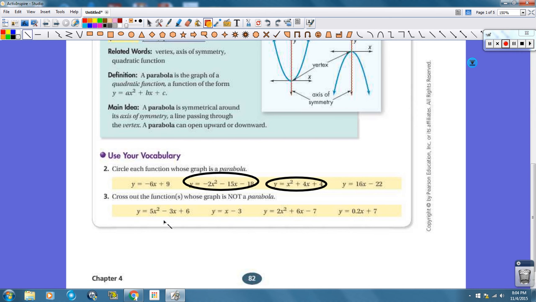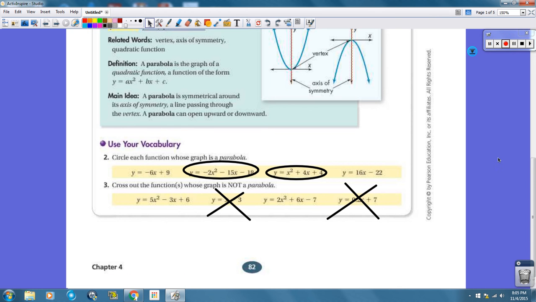So this one is a squared term, so that one's a parabola. This one is not, that's linear, okay? And then this one is, again, this one's not squared, okay? And there you go. Okay, so far so good. Let's go ahead and go to the next page.